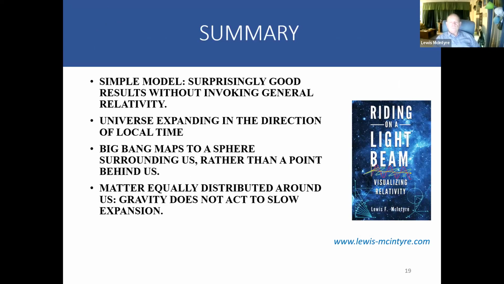So in summary, the velocity triangle provides a simple model with excellent results without invoking general relativity or dark matter to explain the changes in velocity over time. The universe is expanding, but in the direction of time, not space, and at the speed of light. The Big Bang maps to a sphere surrounding us rather than a point behind us. Therefore, if mass is uniformly distributed around us, except for the nearby galaxies, gravity will have no effect on our trajectories, as we are being attracted equally in all directions.